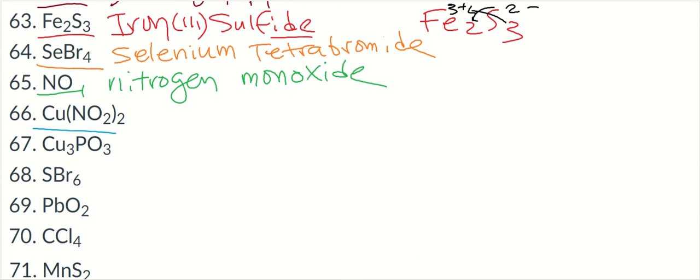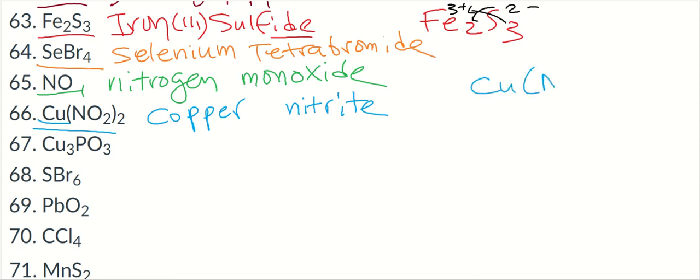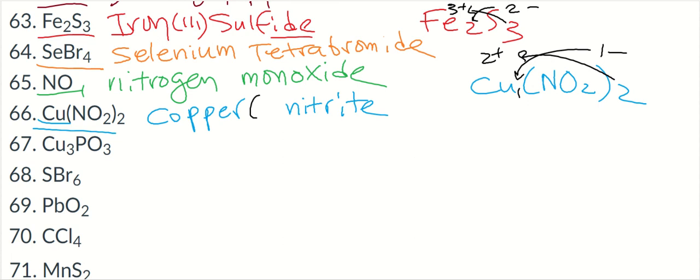Okay. Copper, transition metal with multiple charges. We got to figure out the charge. All right, NO2 is nitrate. I'm sorry, did I say nitrate? I meant nitrite. Okay, let's figure this out. Cu, parentheses, NO2, parentheses 2. We know the charge of nitrite and nitrate, this is nitrite, by the way, is 1 negative. So that's going to crisscross over there. Let's reverse crisscross. That tells us the copper was a 2 positive.